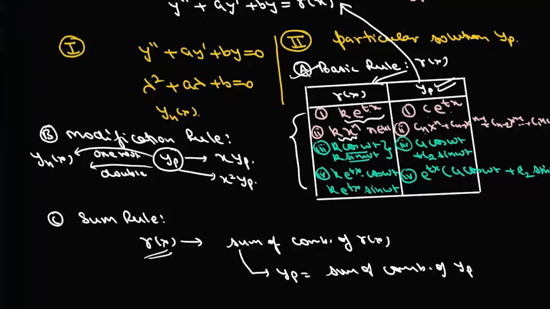These three rules are very important in solving differential equations using the method of undetermined coefficients, and these three tools will come in handy later as well. Now let us take up an example. Say for example, we are given that y double dash plus 9y is equal to 4x square, and we need to solve this second order differential equation.